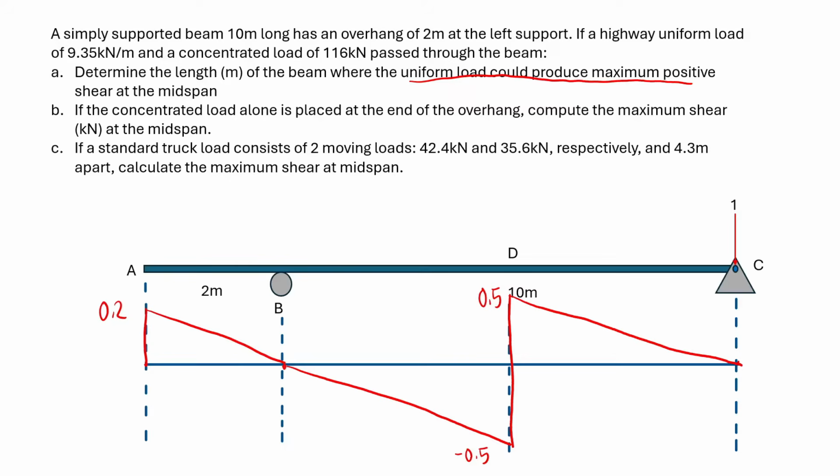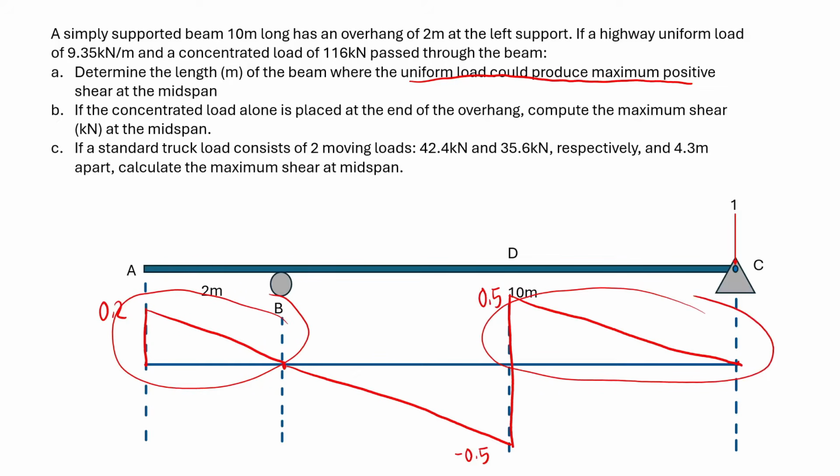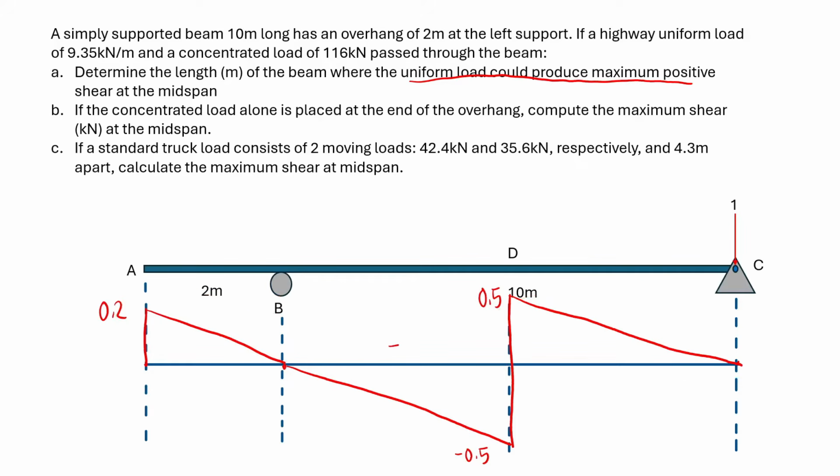Now notice here that these are actually positive ordinates. And so that means that when we place a uniform load at these spans, then we can produce the maximum positive shear. Now this is 5 meters and also this, since they are just half of 10. And so to produce maximum positive shear, we'll again consider these spans. Now the total length of these spans will be 2 meters plus 5 meters, which will give us 7 meters. And so this is our answer.